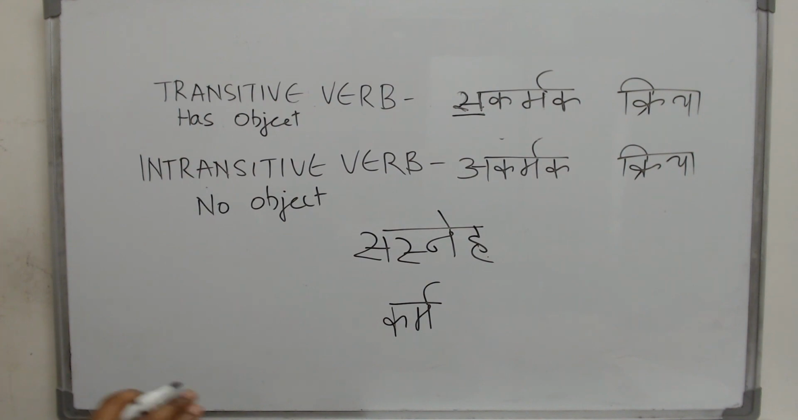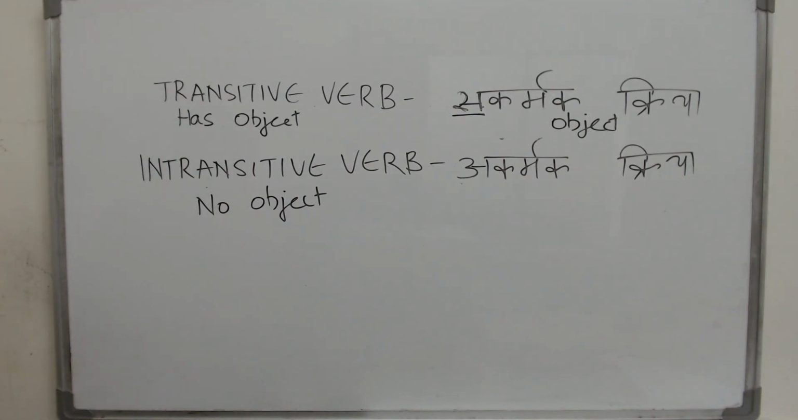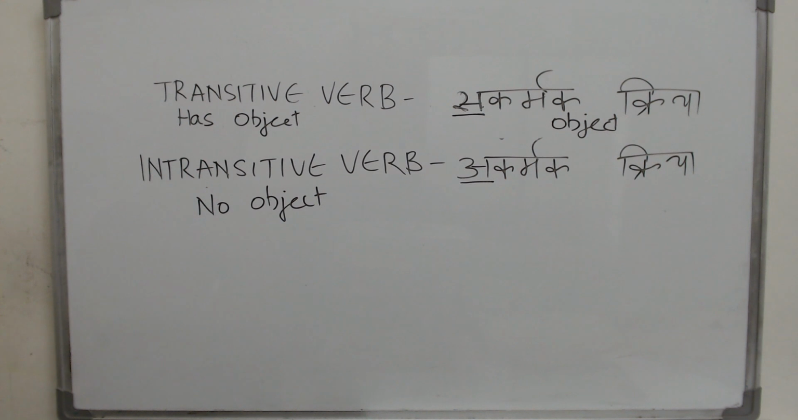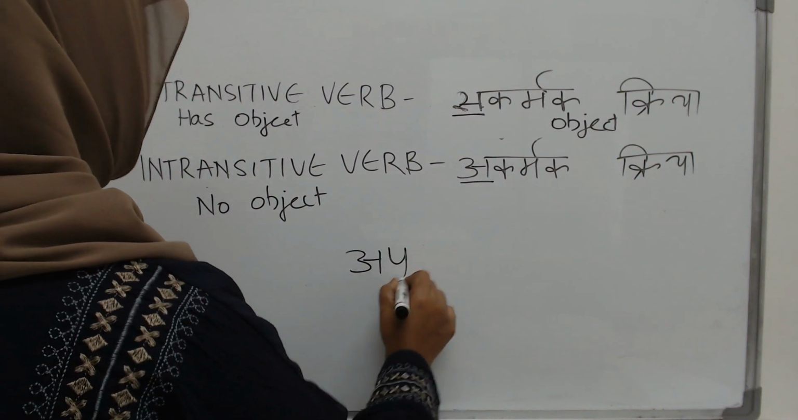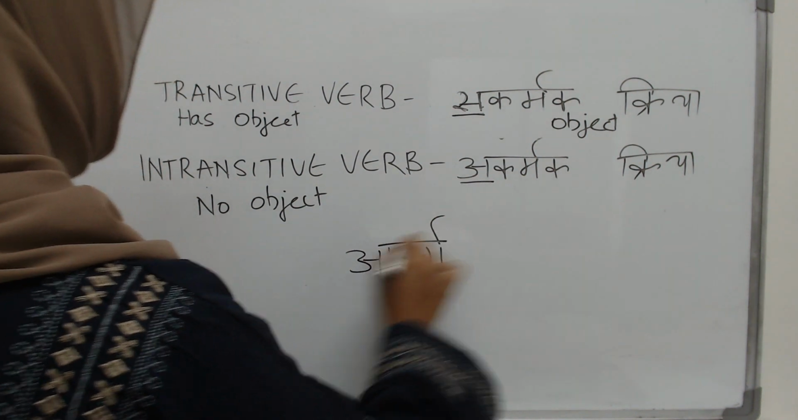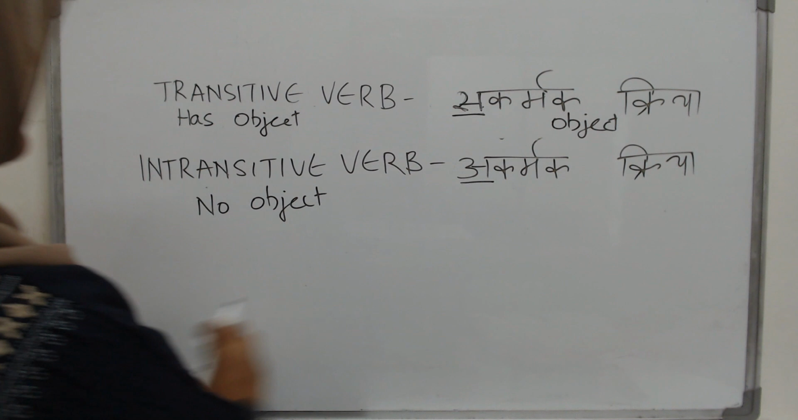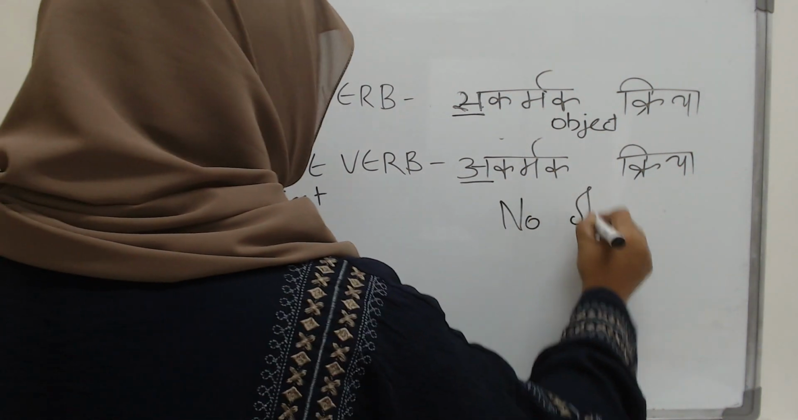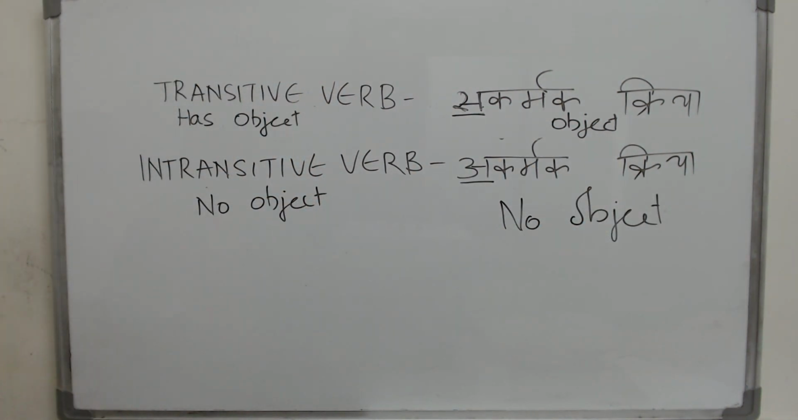It has an object. Now adding a to a word will mean without. For example, Shanti, Ashanti. Shanti is peace, Ashanti is without peace. Similarly, Purna is complete and Apurna is incomplete. So what does the word akarmak mean? Akarma. That means what? No object. Interesting, isn't it? So the concept is exactly the same.